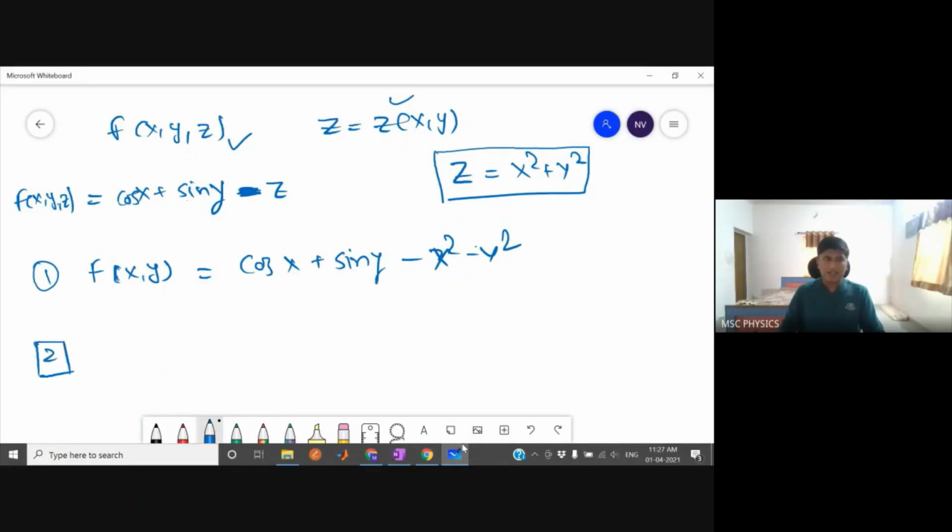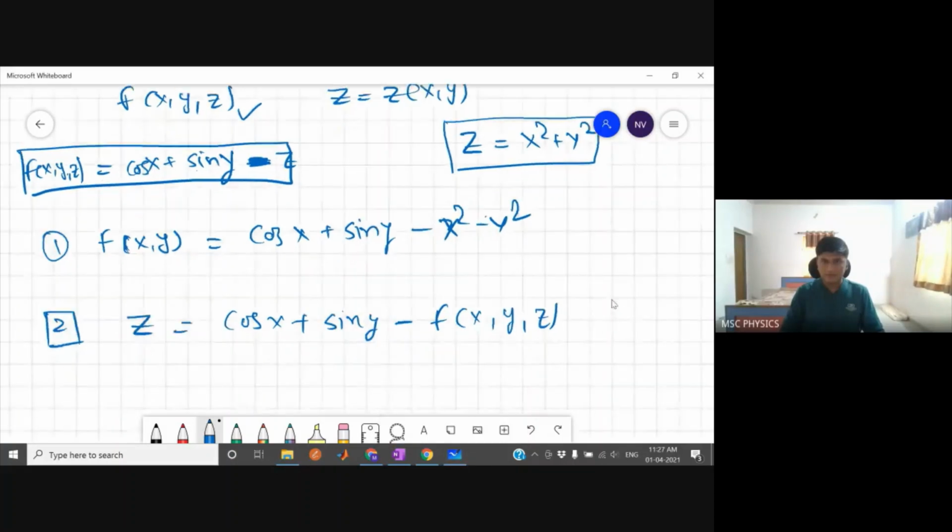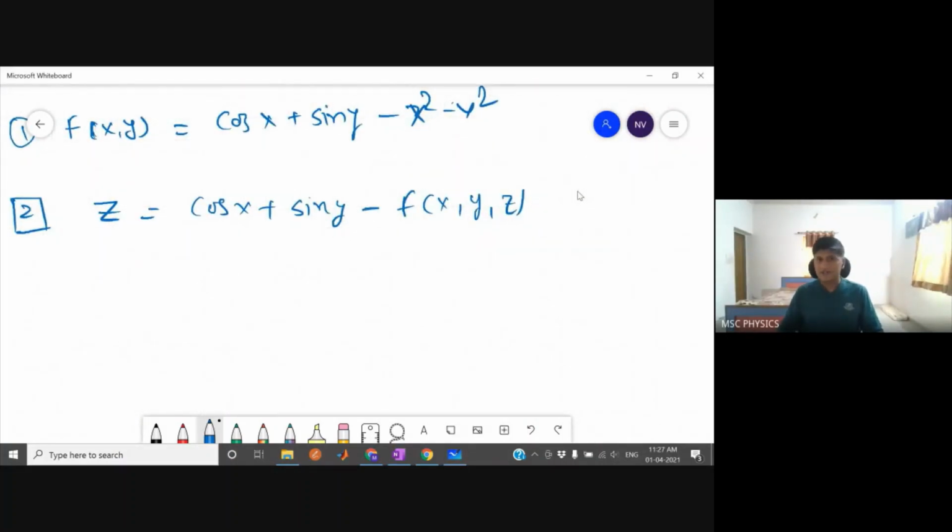Now for the second point, I'm going to rewrite this equation. z equal to cos x plus sin y minus f of x, y, and z. So this f is some function. Now, because we have the relation z equal to x square plus y square, I can change it: z minus y square equals x square. So x is equal to the square root of z minus y square.